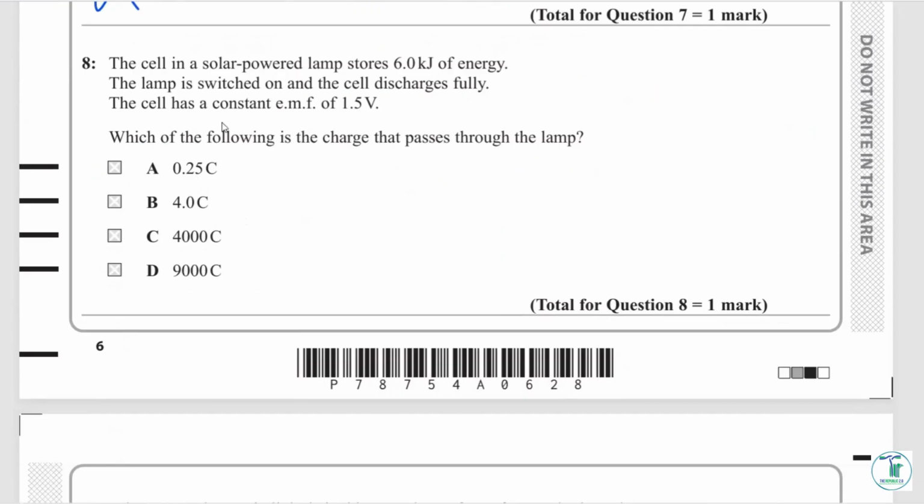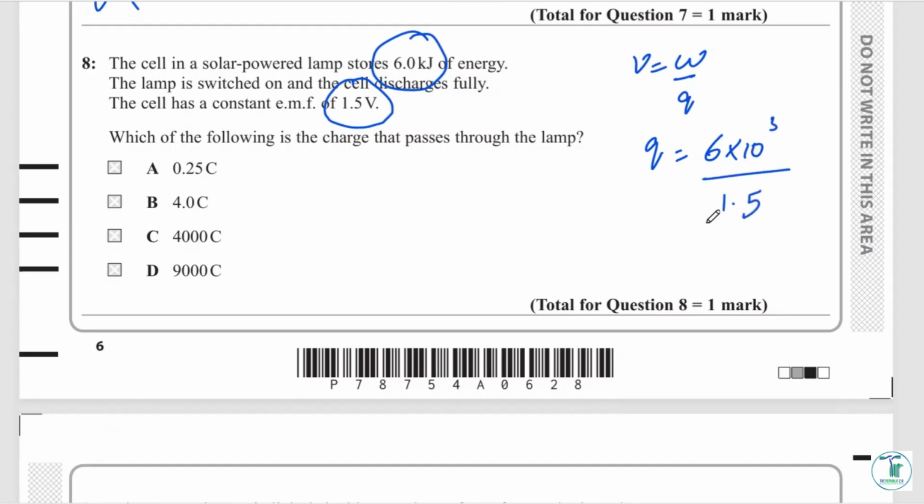Now, similarly, I've got this question number 8. I've got the energy stored by the solar powered lamp, and that is 6 kilojoules. And then I've got the EMF of the battery, and that is 1.5 volts. I'm going to calculate which of the following is the charge that passes through the lamp. Everybody knows that the voltage is work done upon the charge. And if you're calculating the charge, it has to be work done, which is 6 times 10 raised to the power of 3 joules, divided by the voltage, which is 1.5. When you divide them, you'll have 4,000 coulombs of charge. That is why I'm going to go with option number C.